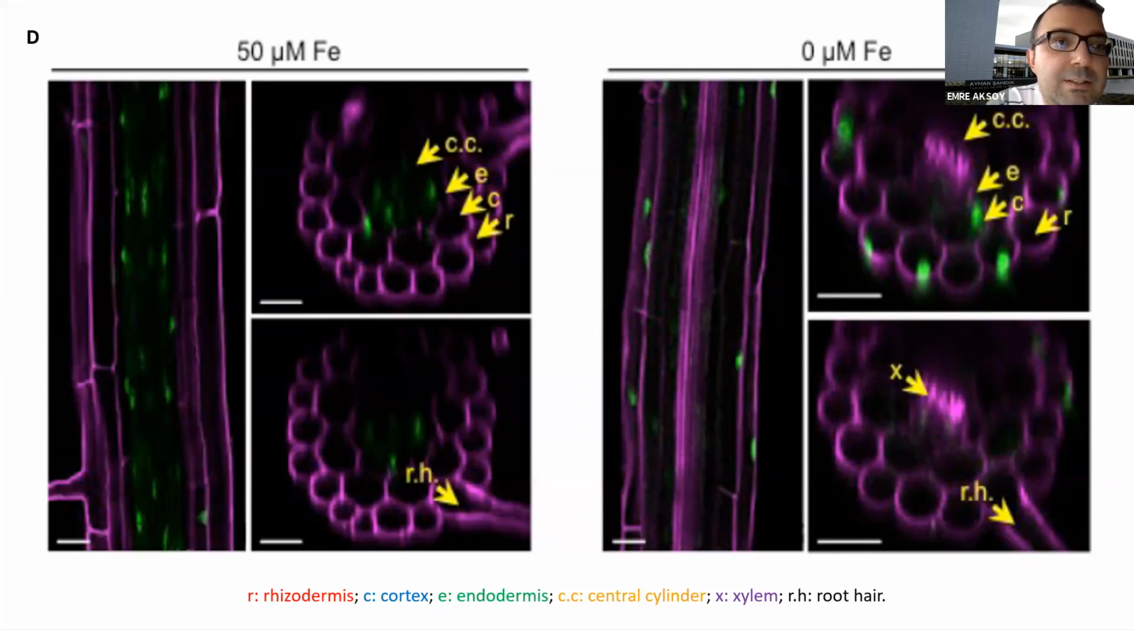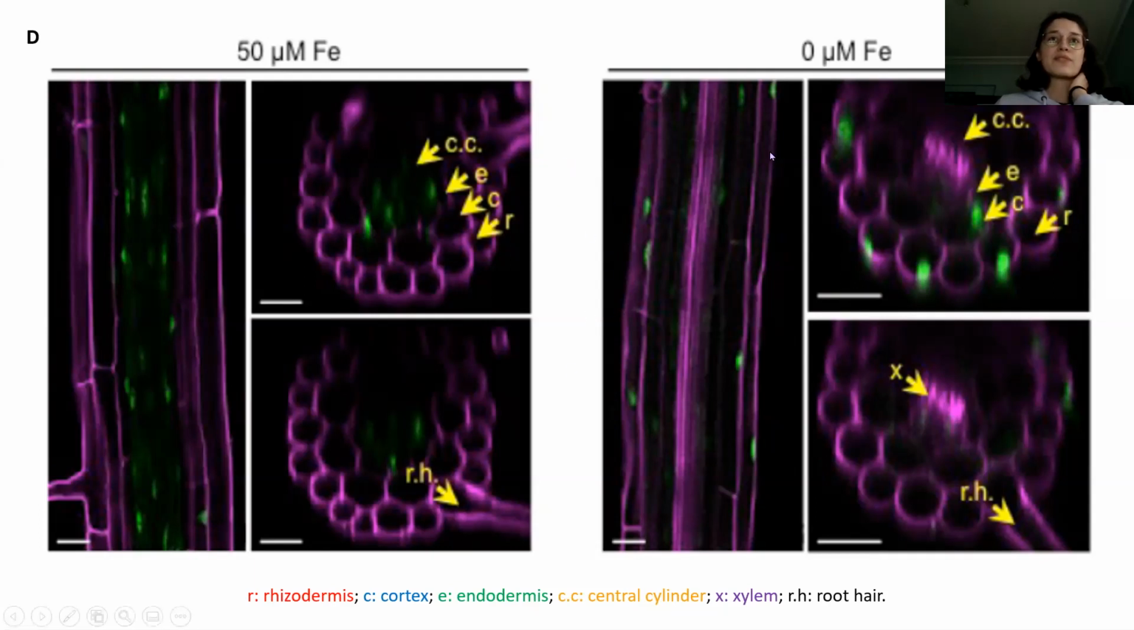May I ask a question? Now, when there is enough iron, you find this protein in the middle part of the root. And when there is no iron in the environment, suddenly you start to see more of this protein close to the outer part of the root. Do you think that a transcription factor can move from one cell to another cell? Hocam, a transcription factor cannot move, as far as I know, but the researchers also don't know why this happens.